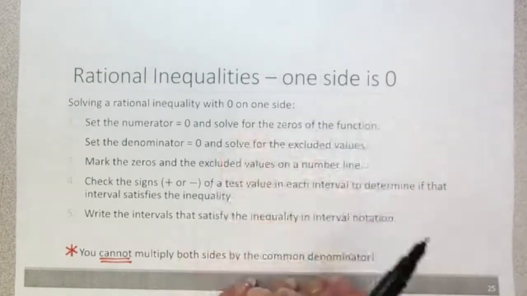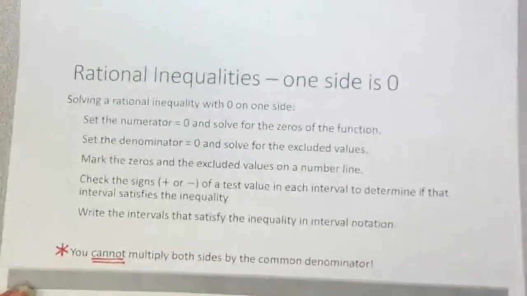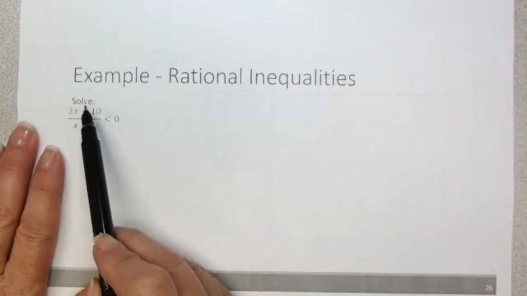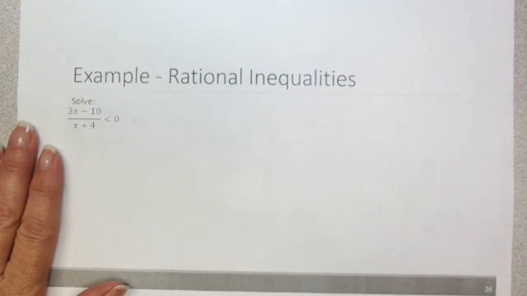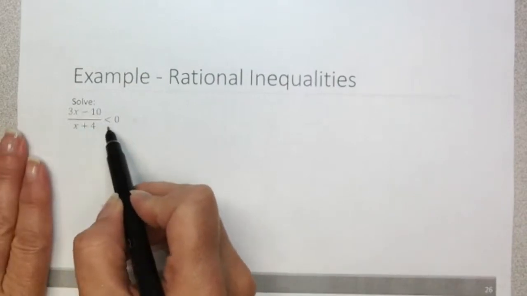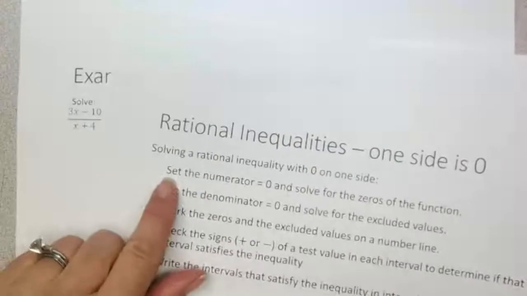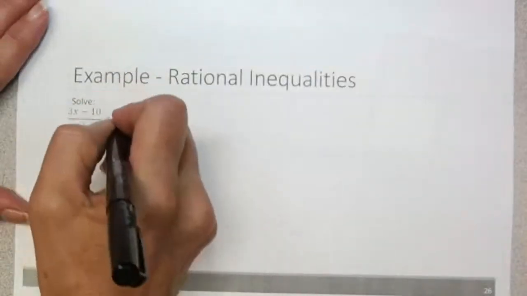There's a lot to this. Let's look at an example and go through it a little bit more slowly. Here's an example where we have an inequality with one term and one side of the inequality is 0: 3x minus 10 over x plus 4 is less than 0. To solve this inequality, we want to set the numerator equal to 0 and solve for the zeros of the function. So we'll do that first.